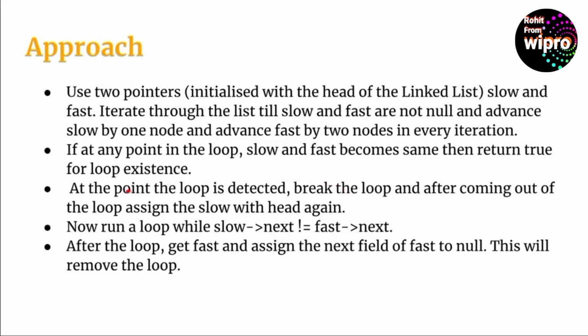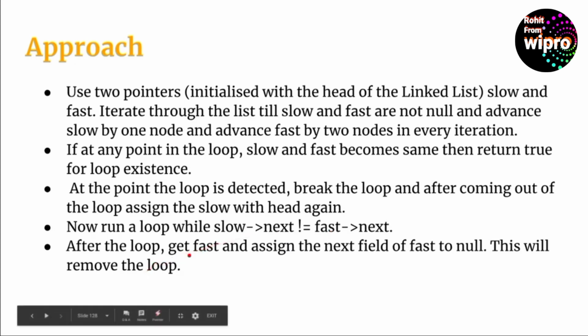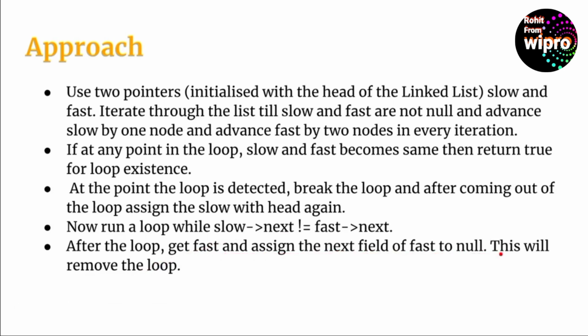Now at the point the loop is detected, we break out of the loop and start the process to remove it. We assign slow to the head again. Then we run a loop with the condition while slow next is not equal to fast next, and in each iteration we advance both slow and fast by one node. After the loop, we assign the next field of fast to null, and this will remove the loop.